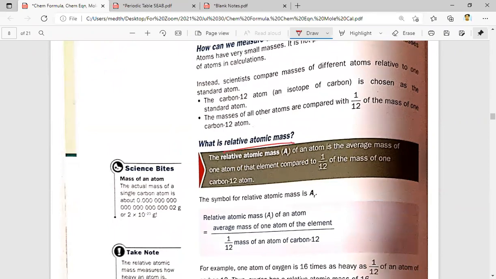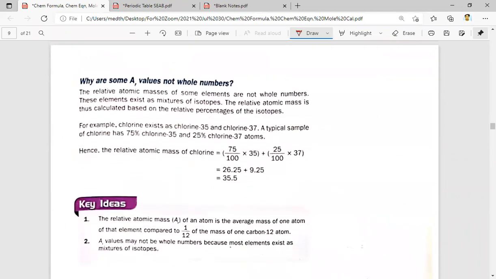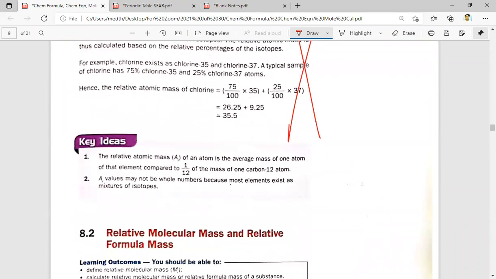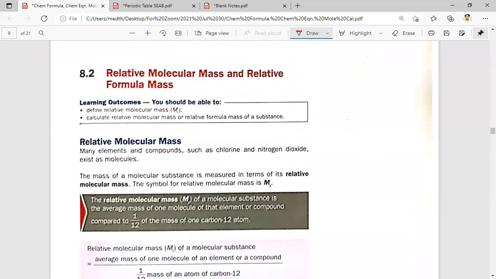Relative atomic mass, forget it, you don't need to know. I will sum up all of this later. Why are Ar values not whole numbers? Forget it. This one also you don't need to know, unless when you do Sec 5, then better know all this. But now in Sec 4N, it's great. Don't bother. Relative molecular mass, relative formula mass. Wow, why so many relatives, relative atomic, relative molecular, relative formula?